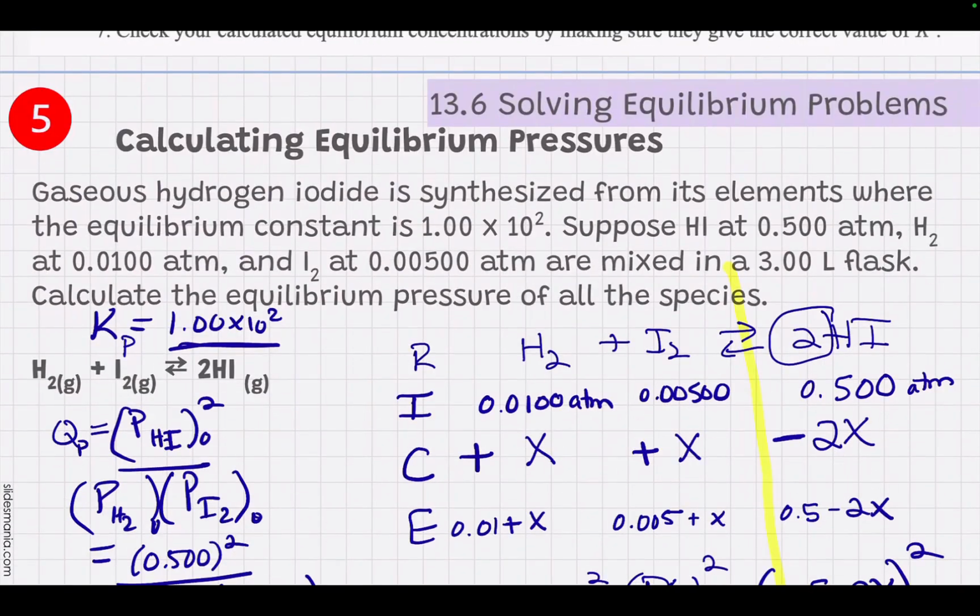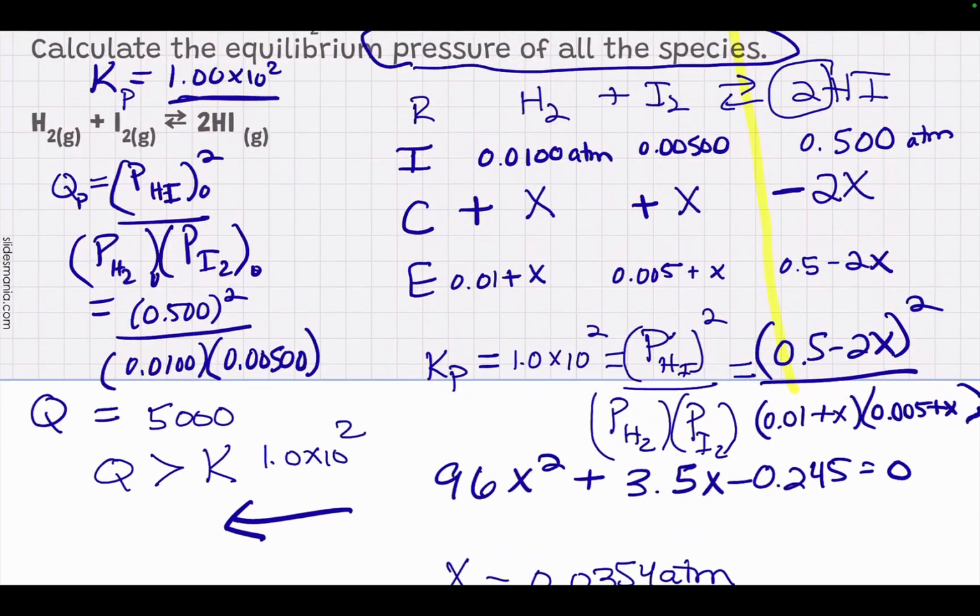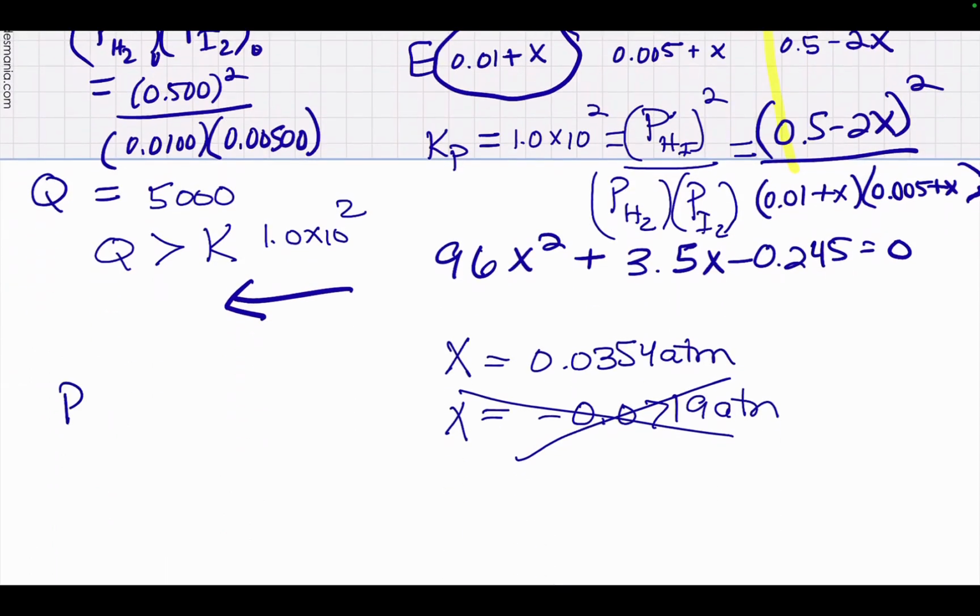And then you have to read the question and think about what they are asking. They want the pressure of all the species. So that means the partial pressure of the hydrogen is going to equal 0.01 plus 0.0354, and that is 0.0454.